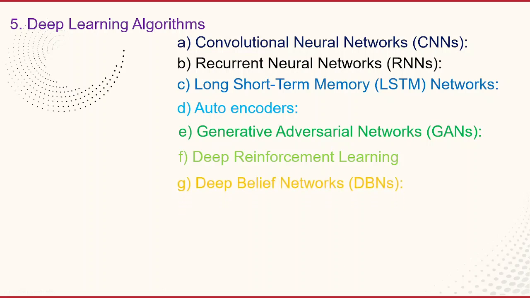Next is deep belief networks (DBNs). DBNs are a type of neural network that consists of multiple layers of restricted Boltzmann machines (RBMs). They are commonly used for unsupervised learning and feature extraction.